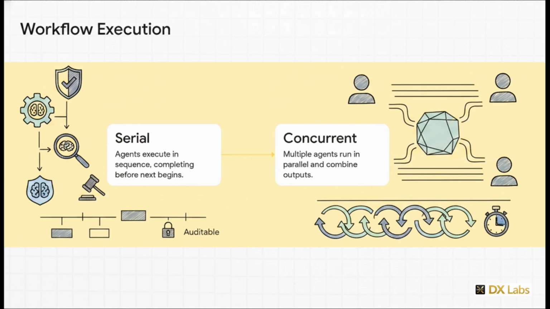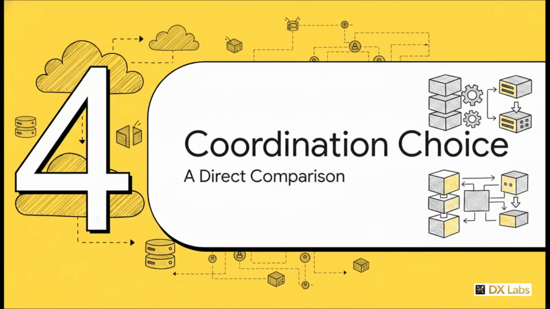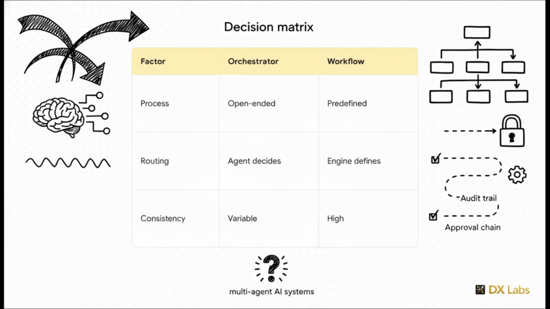Well, that's where concurrent workflows come in. These run multiple agents in parallel to combine their outputs. It's ideal for quorum decisions or reducing latency when agents don't have strict dependencies on one another. Section 4. Choosing your coordination pattern with a direct comparison. Let's put these patterns head-to-head to help you make the right implementation decision.